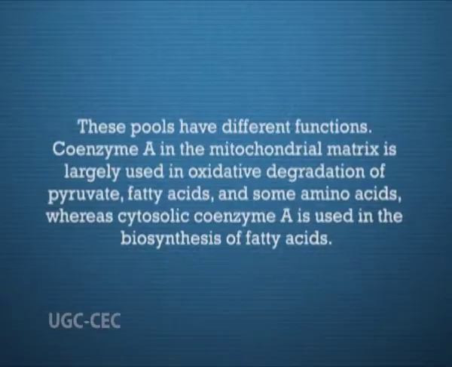This 3-step process for transferring fatty acids into the mitochondrion, esterification to CoA, transesterification to carnitine followed by transport, and transesterification back to CoA, links 2 separate pools of coenzyme A and of fatty acyl-CoA, one in the cytosol and the other in the mitochondria. These pools have different functions. Coenzyme A in the mitochondrial matrix is largely used in oxidative degradation of pyruvate, fatty acids, and some amino acids, whereas cytosolic coenzyme A is used in the biosynthesis of fatty acids.